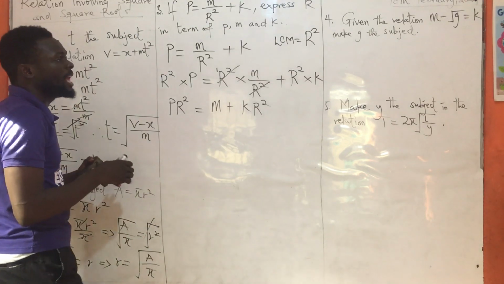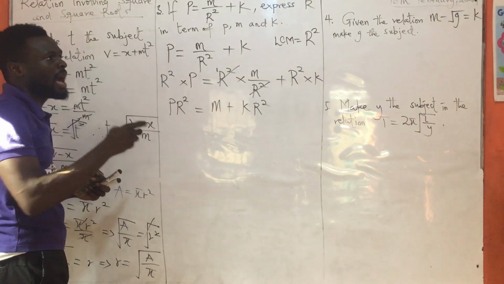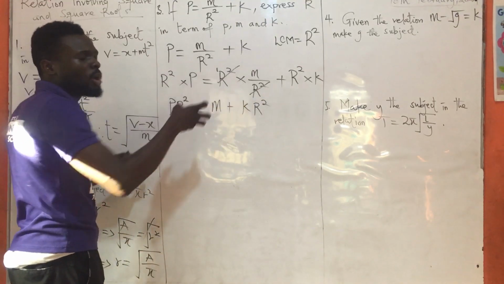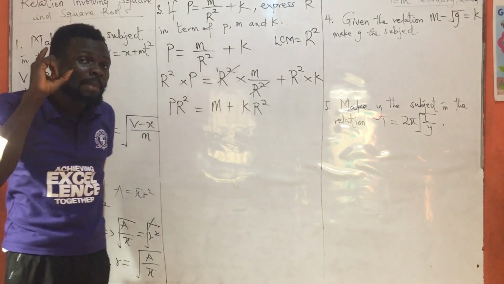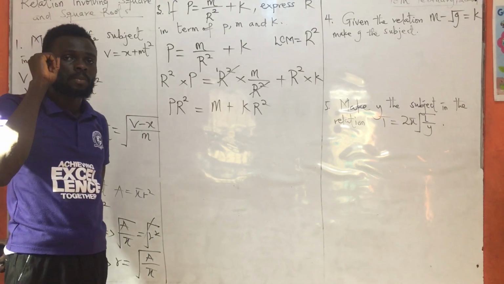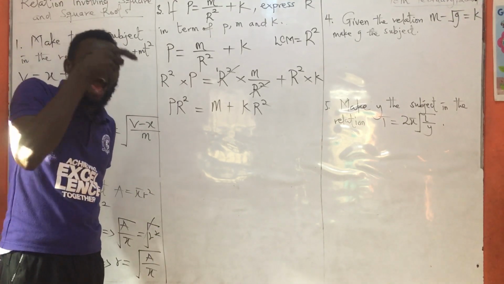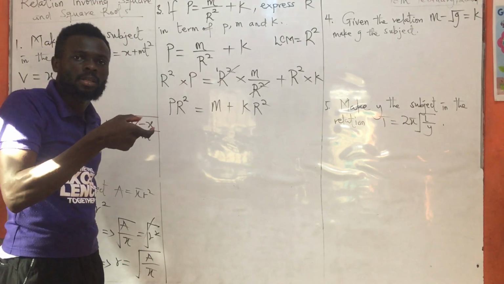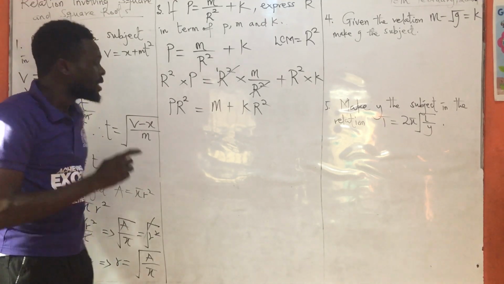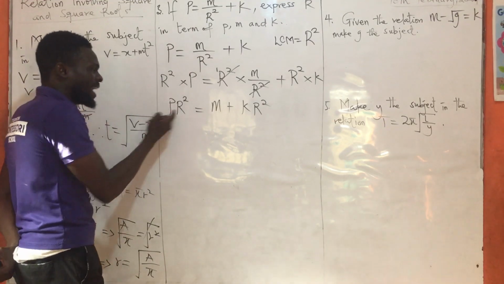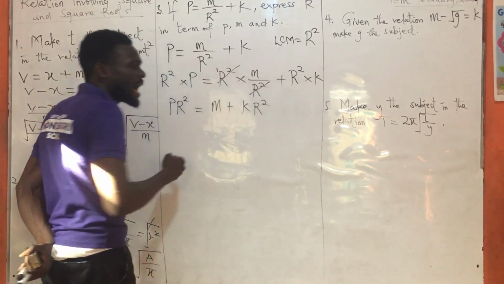So now that I've been able to multiply each of the terms by the LCM, I have been able to get rid of the fraction. Now what am I making the subject? I am making r the subject. So let's look at the terms and try to see how many terms have r in them. This is pr squared, it has r. This is kr squared, it has r.